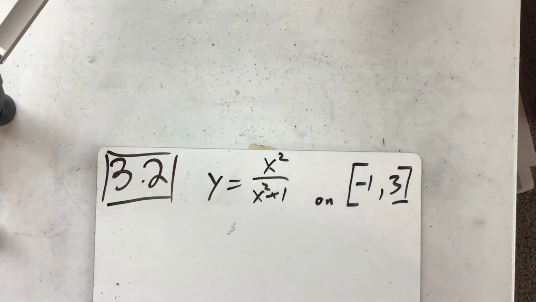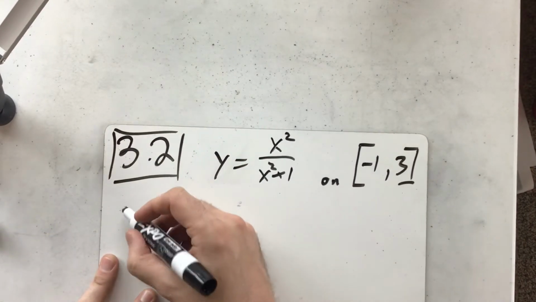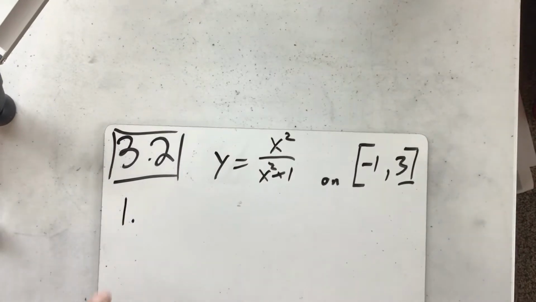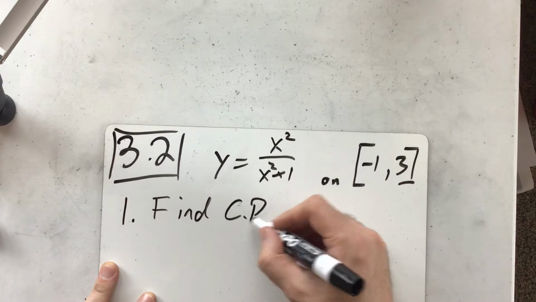All right, good luck on problem 3.2. Hopefully this went well for you. This one's harder because the derivative is more complicated and the algebra is a little bit more complicated. But the first thing we're going to do is the same thing we've done on all the other problems, and that is we're going to find the critical points.